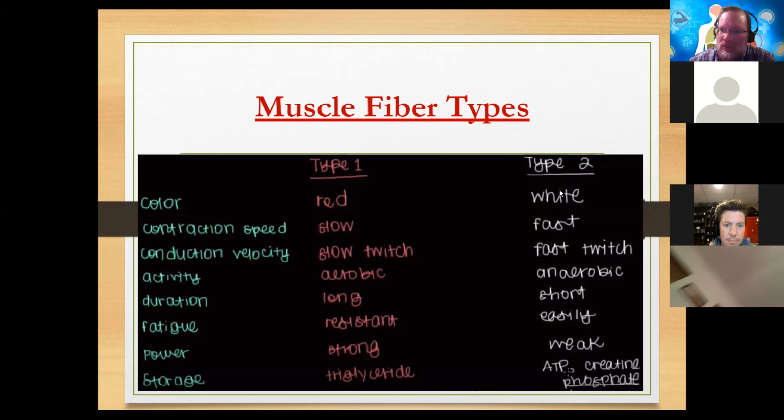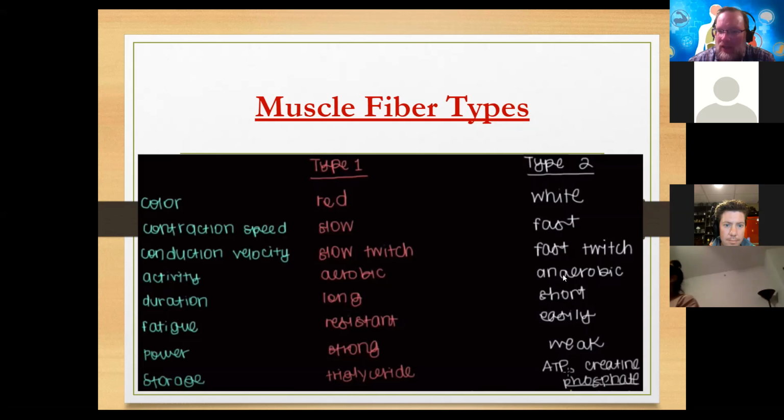Type 2 muscles are going to have white to them. They have less oxygen demand. These are what they call the fast twitch muscles. These are going to be your breast meat and your wings for the chicken.